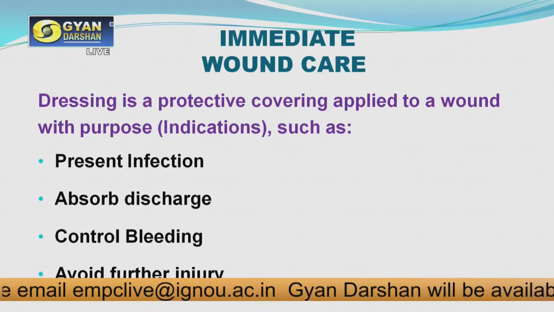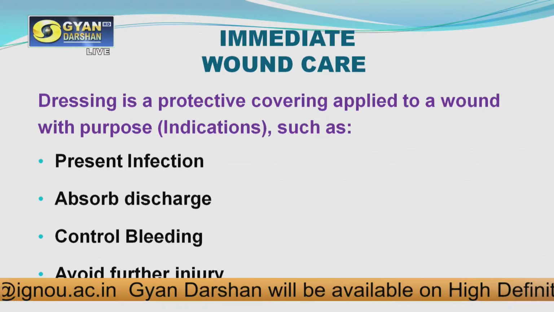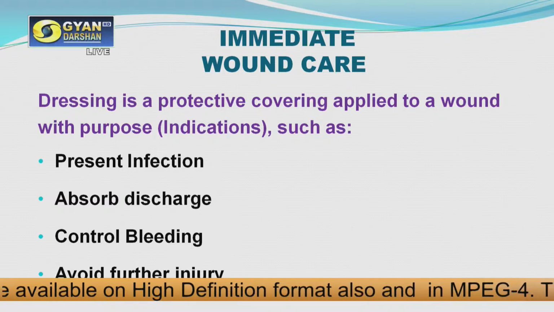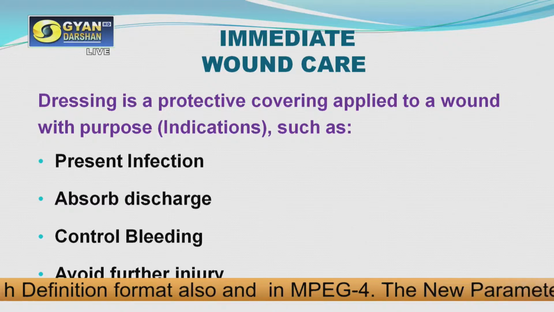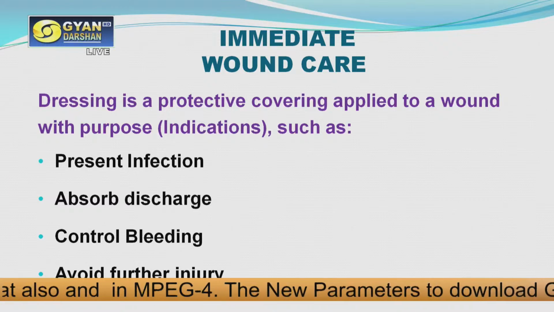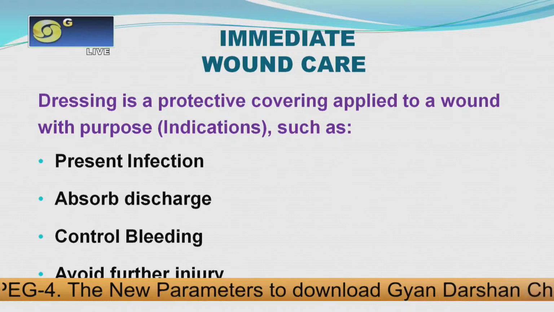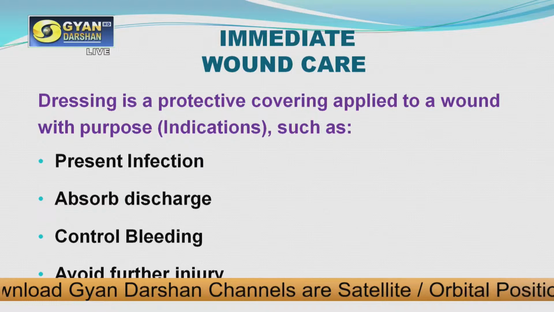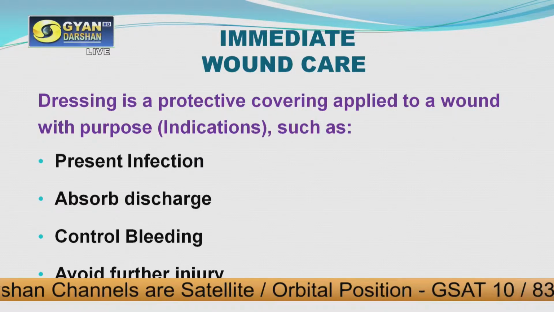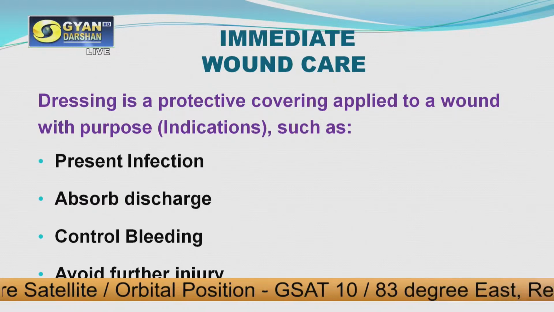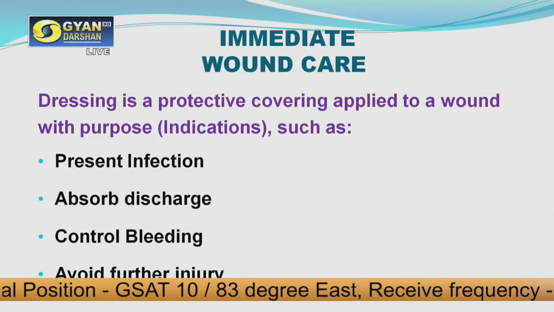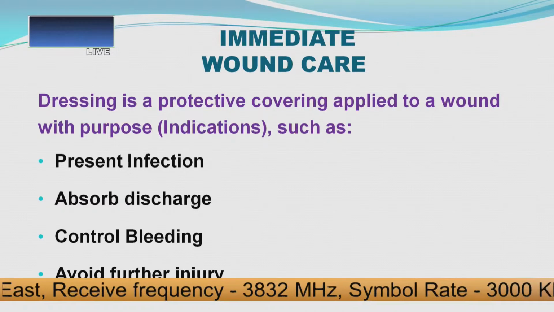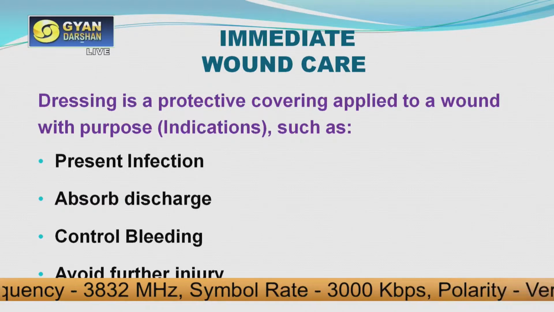Now, when we say dressing, it is a protective covering which is applied to the wound with some purpose. Why do we need to protect the wound? It is needed to protect, or we can say cover, the wound so that you can control any present infection. Also, if there is discharge or pus oozing out of the wound, it needs to be absorbed. So you need to give a cushion cover so that the pus coming from the wound keeps getting absorbed.